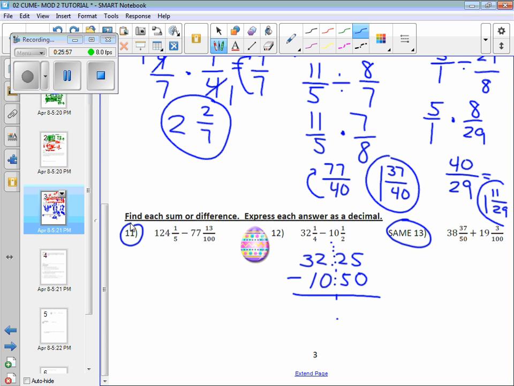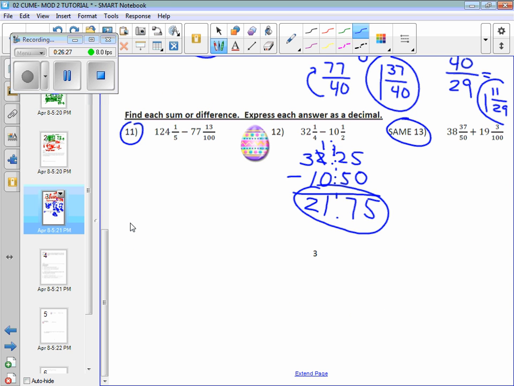We're subtracting. So 5 take away 0 is 5. Need to borrow a 2 here to make 12. 1 take away 0 is 1. 3 take away 1 is 2. And our final answer for you is 21.75. That's a freebie.